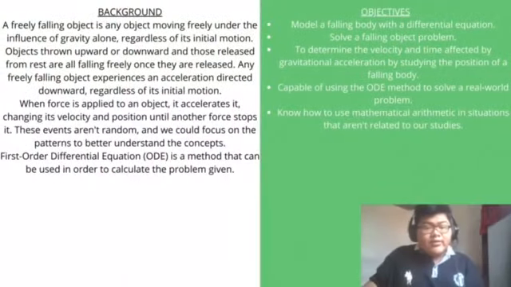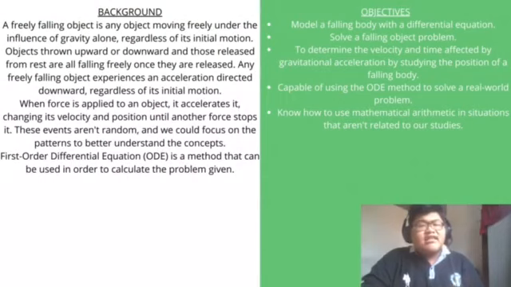For the background of our project, a freely falling object is any object moving freely under the influence of gravity alone, regardless of its initial motion. Objects thrown outward or downward and those released from rest are all falling freely once they are released. Any freely falling object experiences an acceleration directed downward regardless of its initial motion.